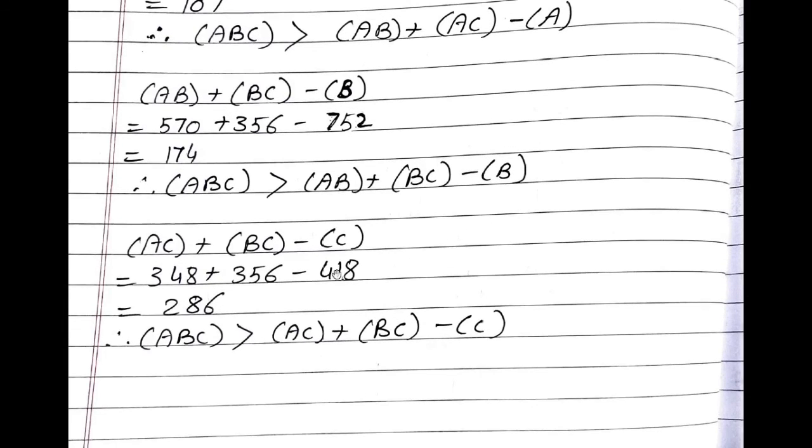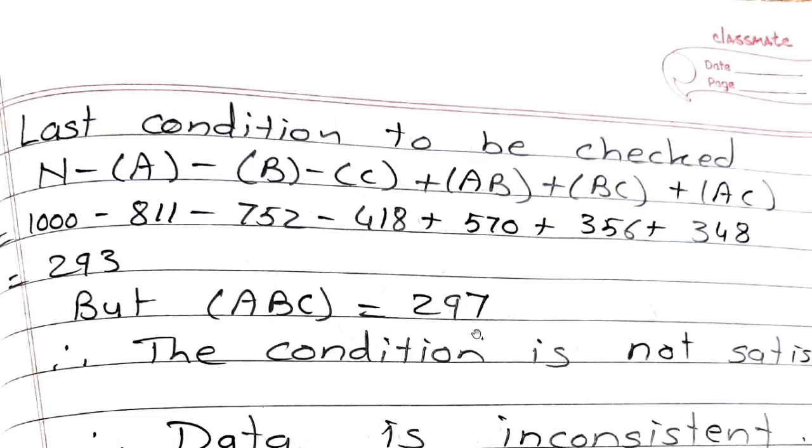One more condition, AC plus BC minus C. Value of AC is given as 348, value of BC is given as 356, and value of C is 418. So 348 plus 356 minus 418, the total value is 286. Value of ABC is 297. Therefore, ABC is greater than AC plus BC minus C. So only the last condition is remaining.